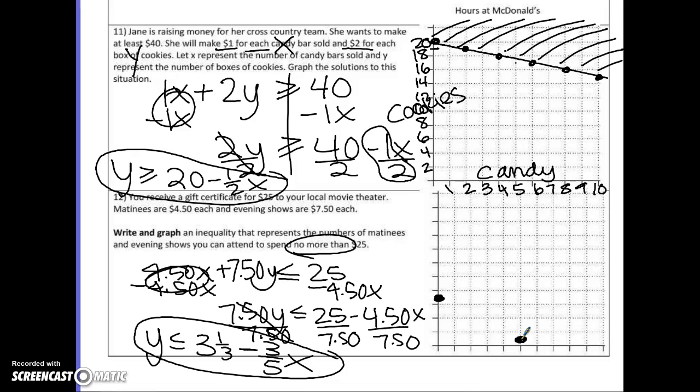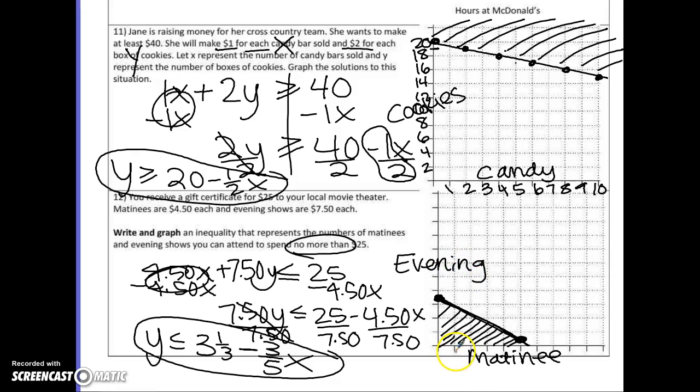And it is equal to, I am going to draw a solid line through here. And we want to be less than or equal to that. So any combination of shows, notice the matinees were the x's, and then the evening shows were y.